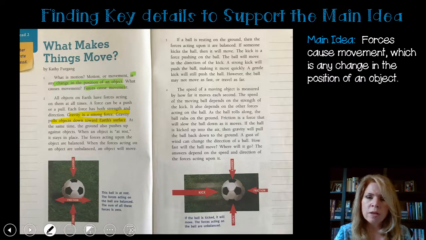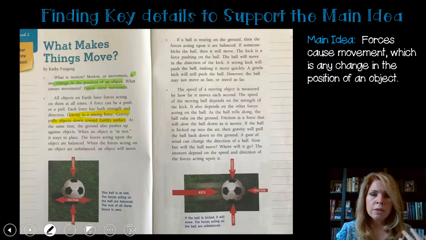If a ball is resting on the ground, then the forces acting upon it are balanced. If someone kicks the ball, then it will move. The kick is a force pushing on the ball. The ball will move in the direction of the kick. A strong kick will push the ball, making it move quickly. A gentle kick will still push the ball. However, the ball may not move as fast or travel as far.